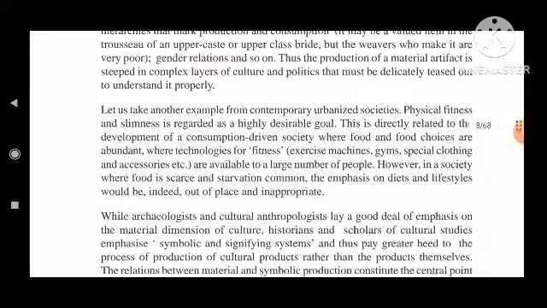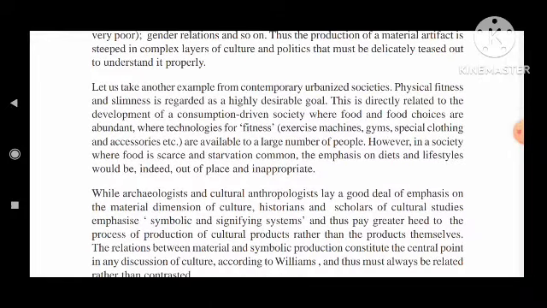Let us take another example from contemporary urbanized society. Physical fitness and slimness is regarded as a highly desirable goal. This is directly related to the development of a consumption-driven society where food and food choices are abundant, where technologies for fitness, exercise machines, gyms, special clothing and accessories etc. are available to a large number of people. However, in a society where food is scarce and starvation common, the emphasis on diets and lifestyles would be indeed out of place and inappropriate.